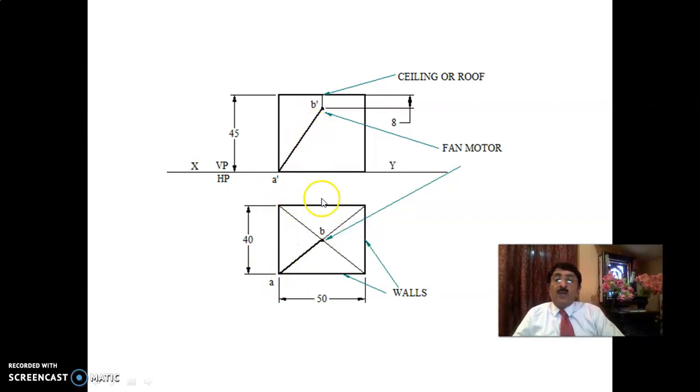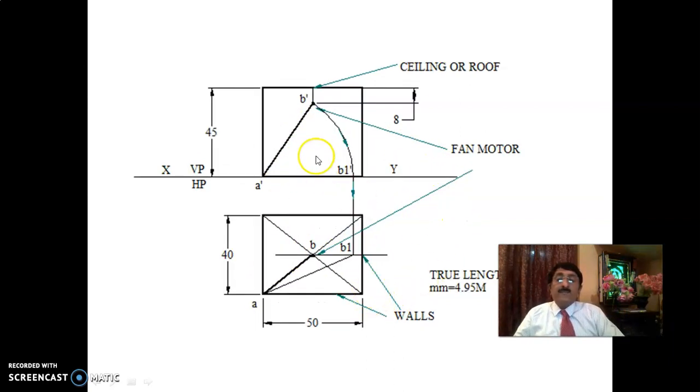Once you have the front view drawn, top view drawn, you can get the true length. What they have said is the true distance between the fan motor and one of the bottom corners of the room. What exactly is the true distance? This true distance, it's a clear application of straight lines. If you know the basic principles of lines, you do it to the scale, and finally we'll multiply by the scale chosen and we'll estimate what exactly is the distance. Now A dash, B dash, A, B you take, you rotate.